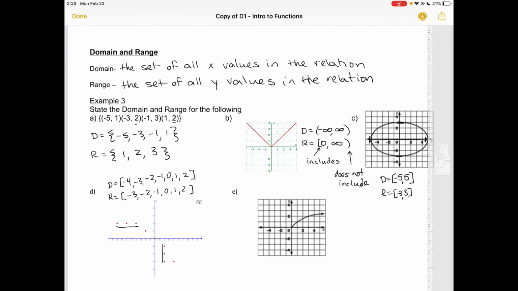Our last example here that we're going to state the domain and range for is half of a sideways parabola. So our domain is all of our x values. Our function is going to start at 0 and it goes all the way over to infinity. And our range is going to be our y values. So we're going to start at 0 and go all the way to infinity in the y direction.